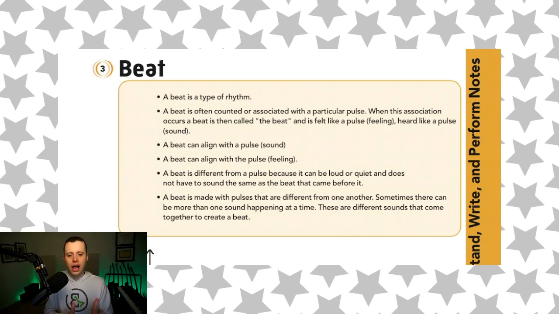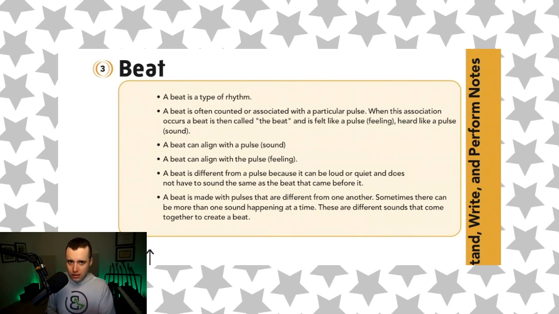So a beat can align with a pulse sound in the sense that a beat can be even in the same way that a pulse is even. But it's not going to be exactly the same every single time. That's the difference between the pulse and the beat. But a beat can still be even, just like a pulse sound.